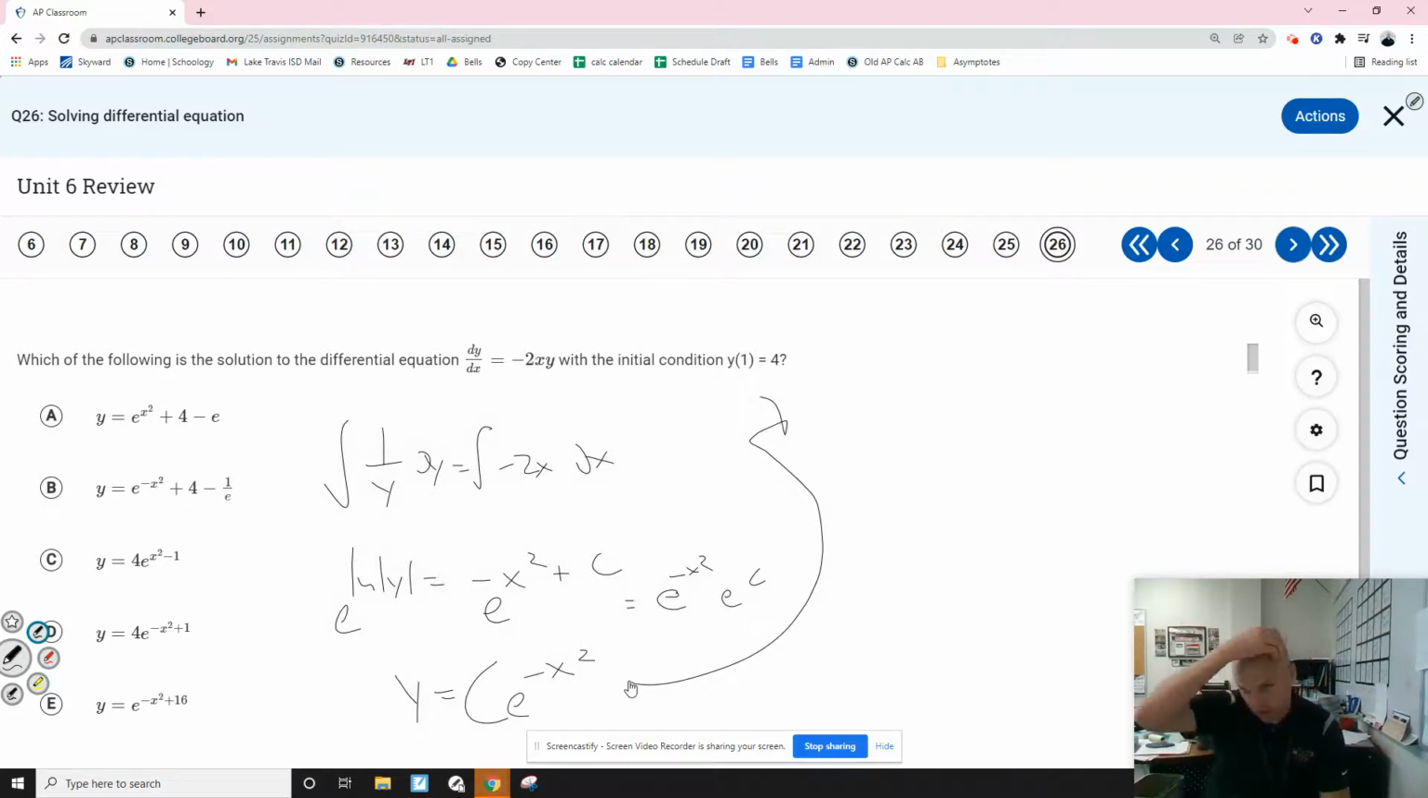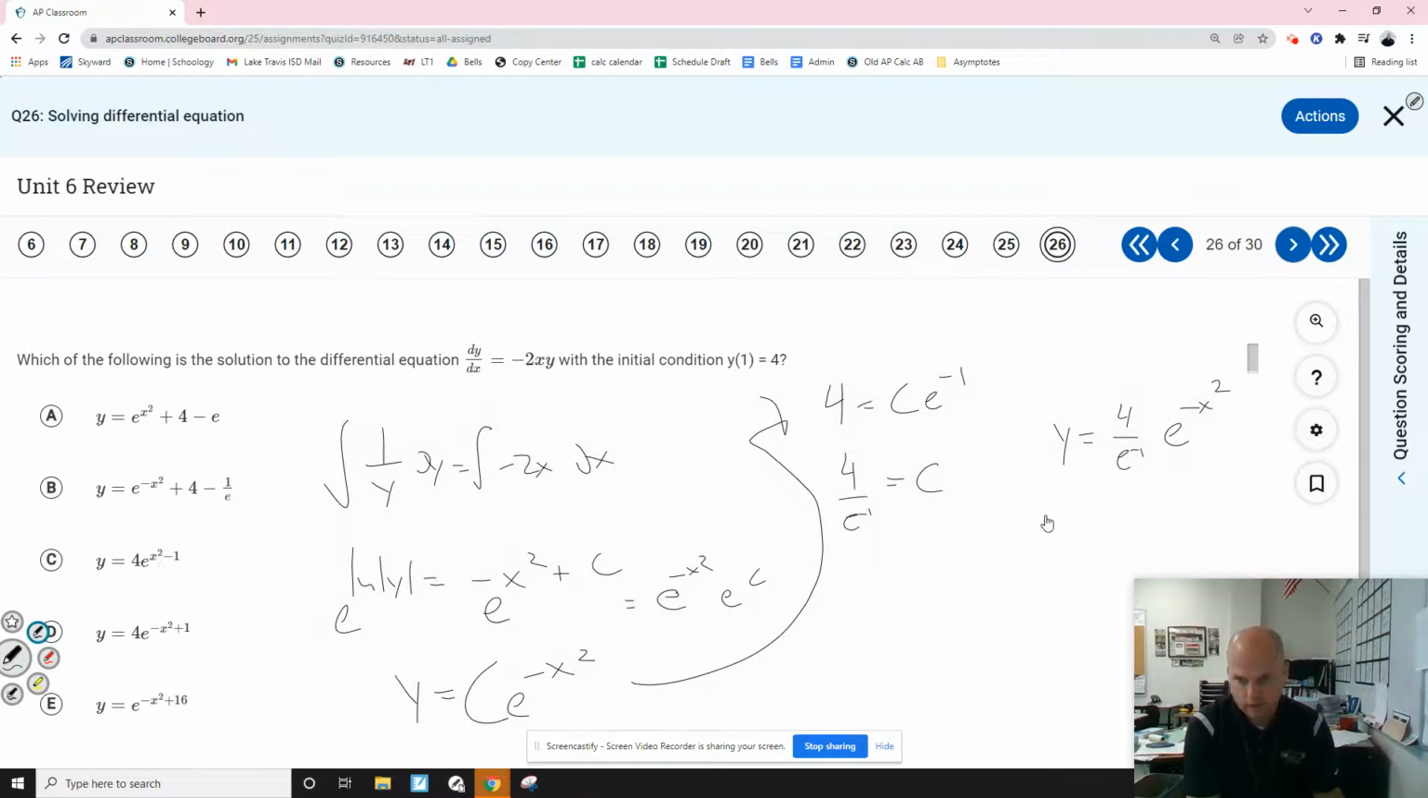Y of 1 is 4. Here's where we don't simplify in free response, but we need to for multiple choice. 4 equals c e to the negative first. I'm going to write c as 4 over e to the negative first. Okay. Now my answer that I get, combining those two things, is y equals 4 over e to the negative first times e to the negative x squared. I hope to see that. Of course I don't.